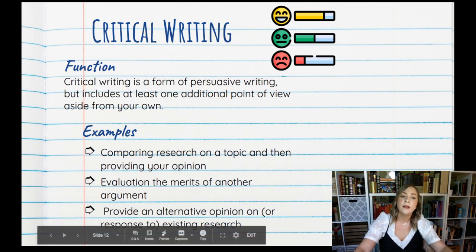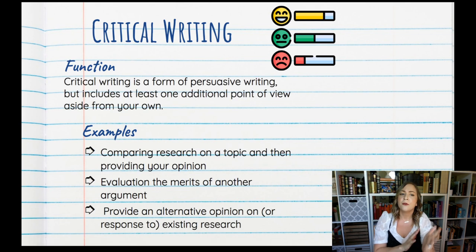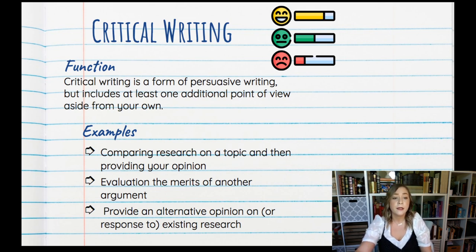So if we went in and looked at that Jimmy Carter speech and talked about the persuasive components, we said it was or wasn't persuasive because of that evaluation, that would qualify as critical writing. Provide an alternative opinion on or response to existing research. So what this does, guys, is as opposed to a standalone opinion piece, critical writing puts your opinion into the conversation with existing perspectives on a subject. So you have to integrate your own opinion with those already out there.